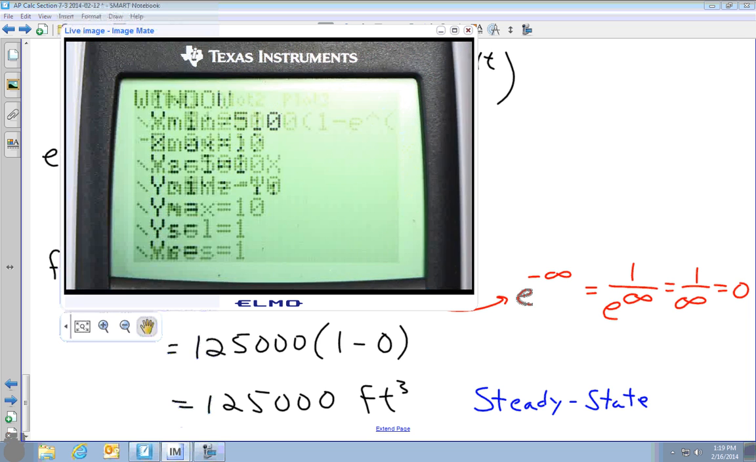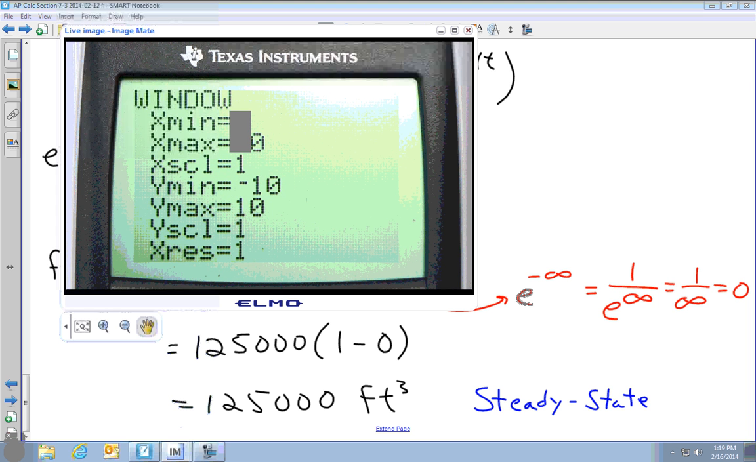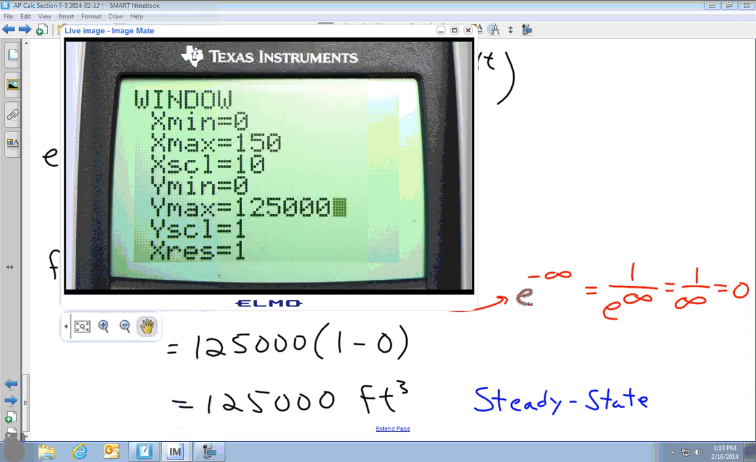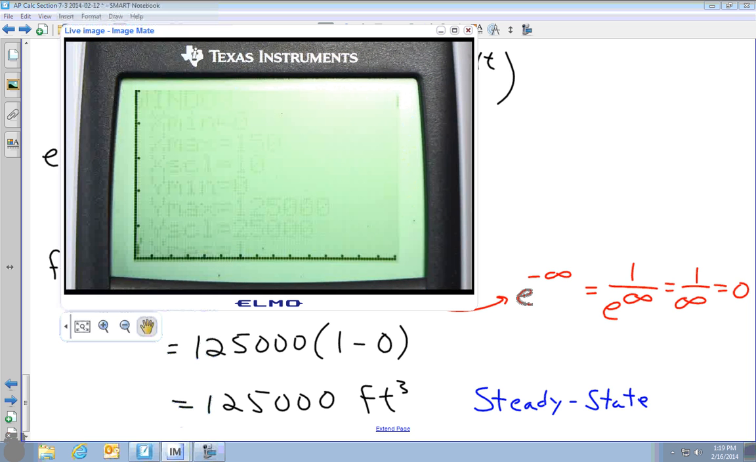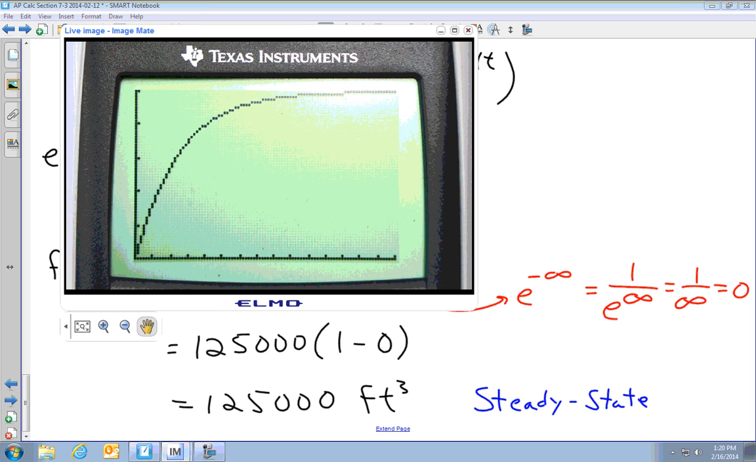And let's change our window. Let's go from 0 to 150 hours. Should be plenty of time for us to get up to that asymptote or get closer and closer to it. And we'll go from 0 to 125,000, which is what we said our maximum is, and we'll set a scale of 25,000. We'll just graph that. And we should see that we quickly approach that asymptote, and it just keeps getting closer and closer and closer to it. All right, so that's example 2.